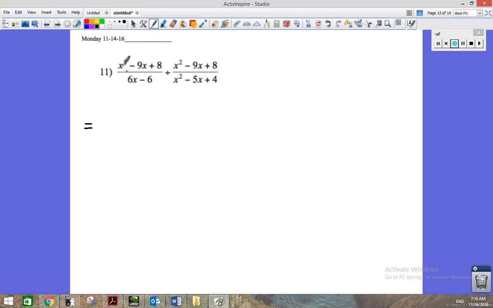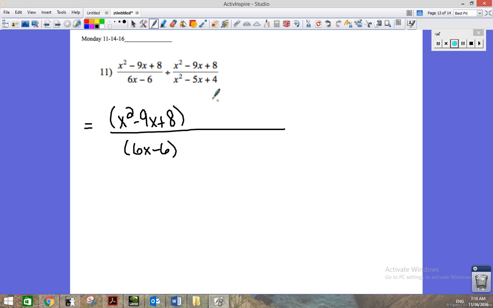So I leave my first fraction alone, x squared minus 9x plus 8 over 6x minus 6, and this denominator now moves up to the numerator. X squared minus 5x plus 4, and what was in the numerator is now moved to the denominator. X squared minus 9x plus 8.